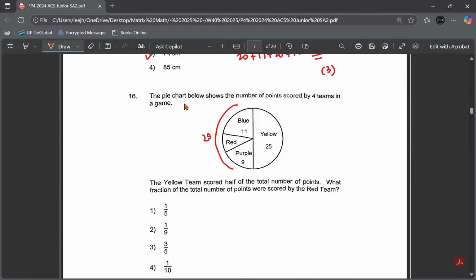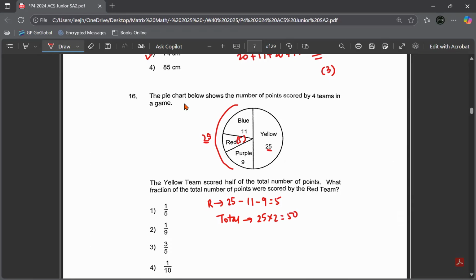But you know blue and purple, but you don't know red. So in order to find red, you have to take 25 minus 11 minus 9, which gives me 5. So red only got 5. Okay. So what fraction of the total number of points is scored by the red? So red only 5. But what about the total? If this is 25, here is also 25. That means total is actually 25 times 2, 50.